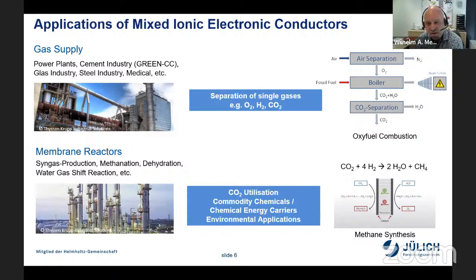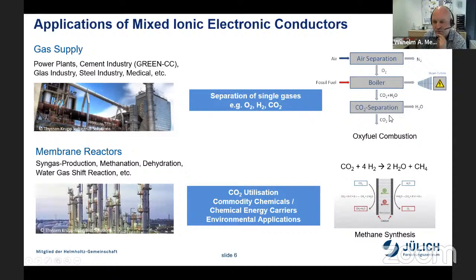And here we have two different applications. One is a pure gas supply. That means from a gas mixture, we separate the oxygen or hydrogen, or also the CO2, which later Sabrina will show you in the next talk. One possible application, for example, in an industrial field is the so-called oxyfuel combustion in different industries. That means you combust your fuel with pure oxygen, which ensures that your flue gas contains a very clean CO2 gas stream, which you can catch. So it's a kind of CO2 capture.